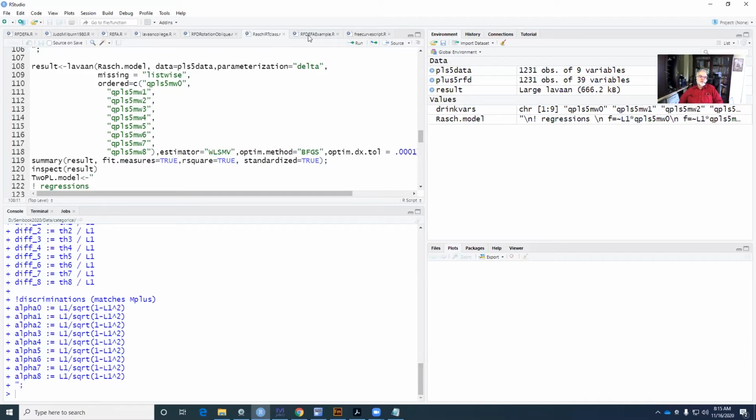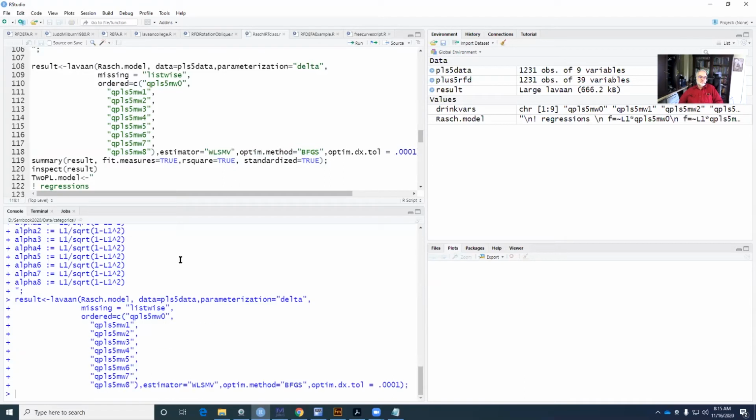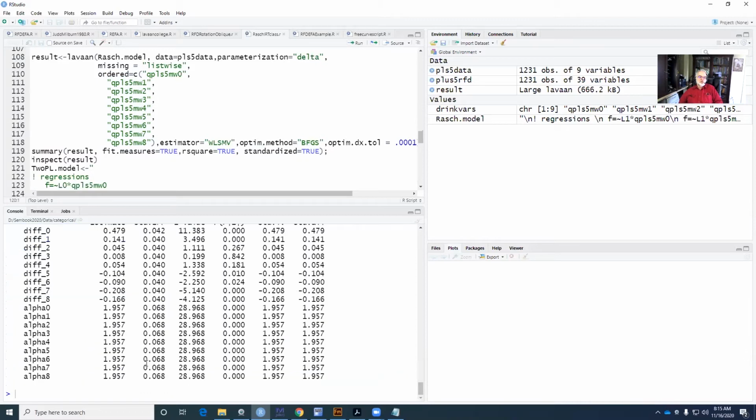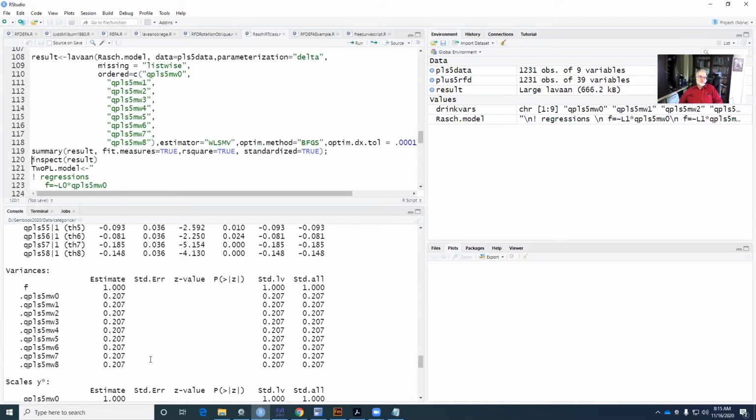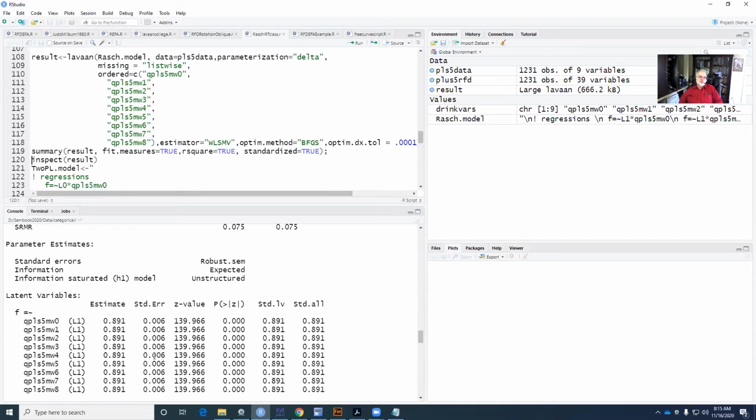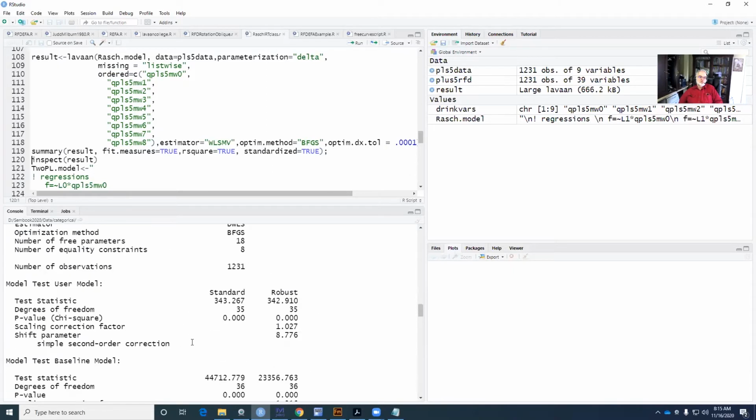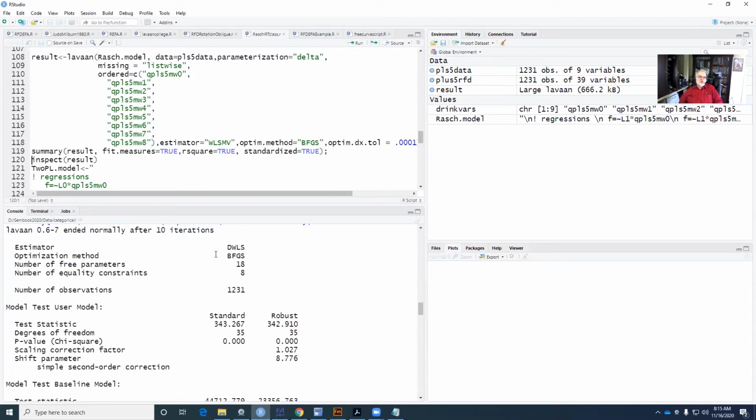So if we run that, it runs really quickly. And then we can take a look at our summary. And we want to take a look at our fit measures. We'd like the R-square for the model, and we also want to take a look at the standardized solution. So to take a moment and walk through that, this is the technical information. This is our free parameters.